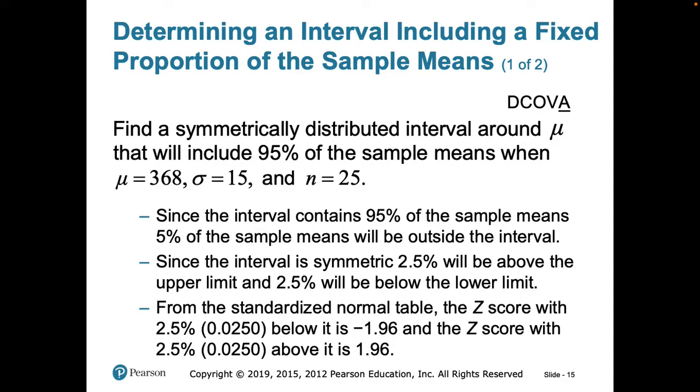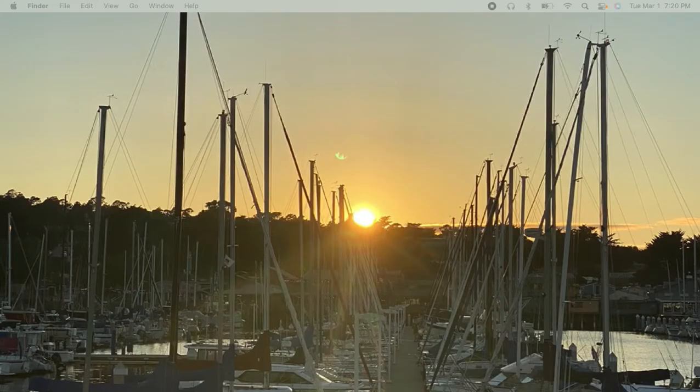Okay, so let's do our first example. It says: find a symmetrically distributed interval around mu that will include 95% of the sample means when mu equals 365, standard deviation equals 15, and your sample size is 25. So what we're going to do is get out of this presentation and put that into a Word document, because it'll be much easier to explain.